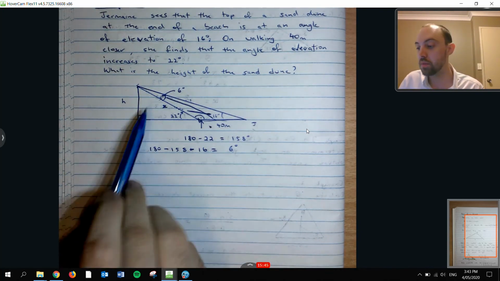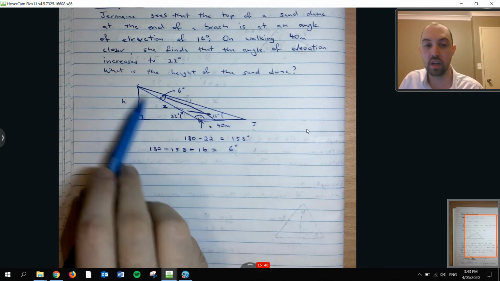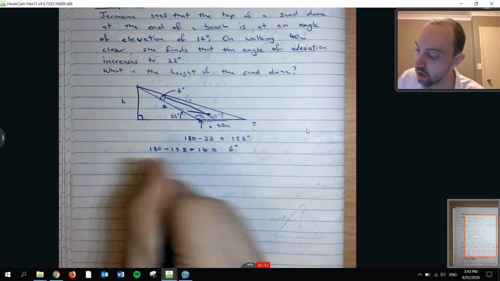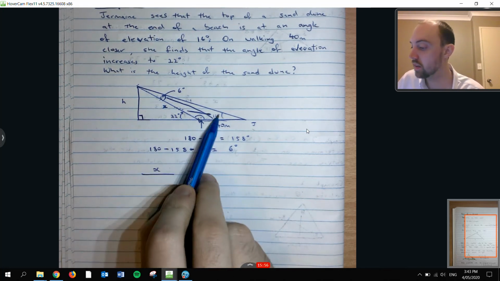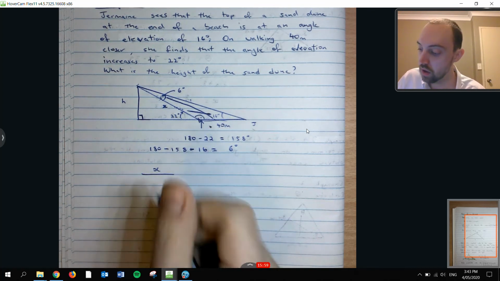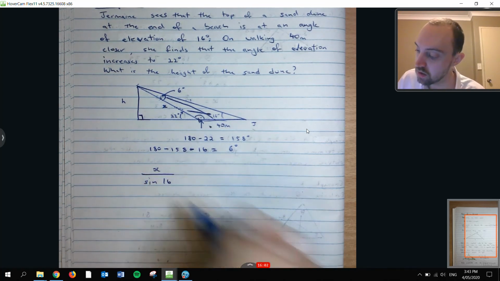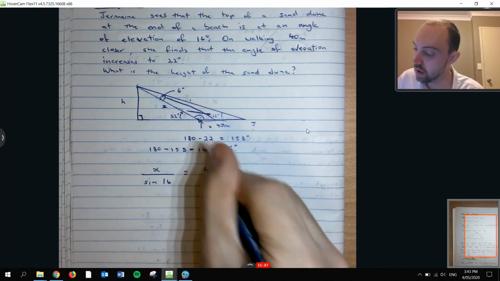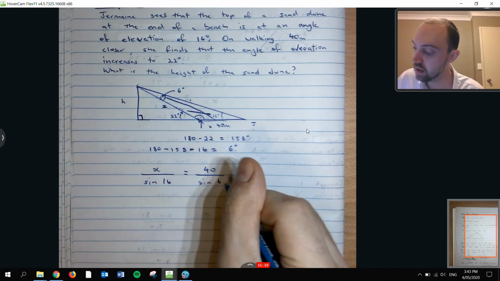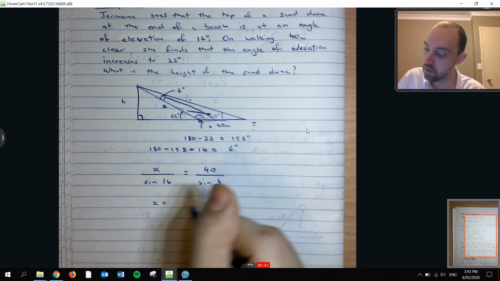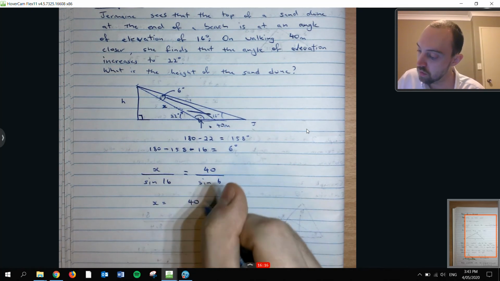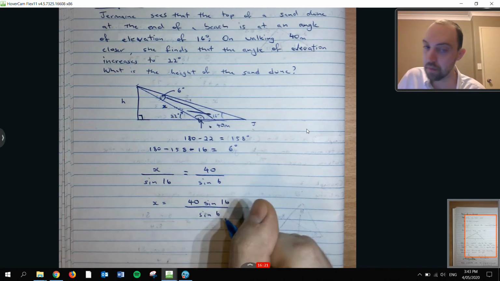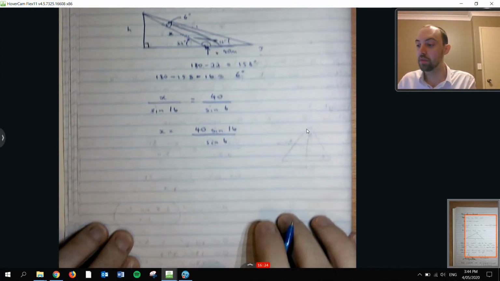The length that I'm going to try and find is this one here, which I'm going to label as x. So x, what is the angle opposite the x? That was the 16, which I connected with these two lines. Sine 16. And the 40 is opposite the sine of 6. Rearrange, we get x is equal to 40 sine 16 over sine of 6.